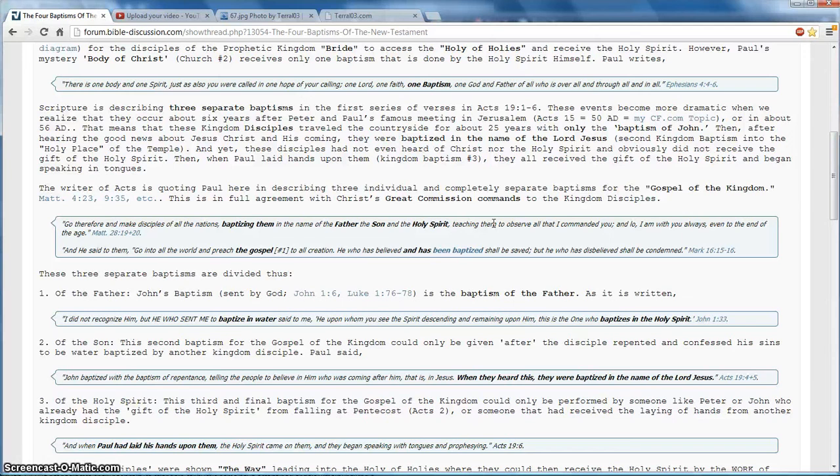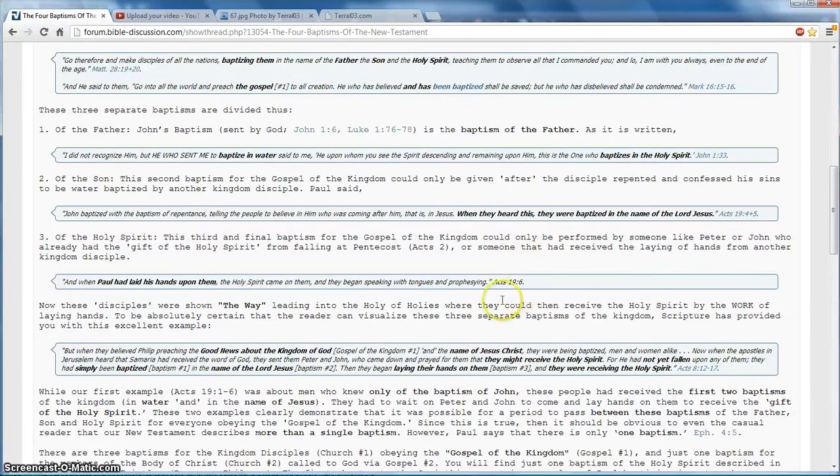You see? Now, of the Son is the second one. The second baptism of the gospel of the kingdom. Under number two there. Then number three is of the Holy Spirit, third and final. And when Paul laid hands upon them, that's when they received, Acts 19:6. These disciples were shown the way again into the Holy of Holies.